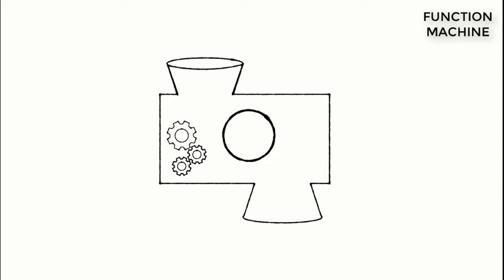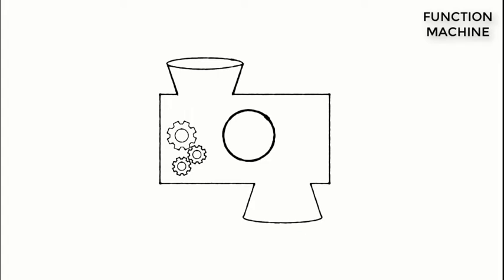Let's do it again. This time, the input is a blue square. We put the square in the slot, run the machine, and our output is a blue circle. This machine accepts any shape as input. It runs and outputs a circle of the same color.